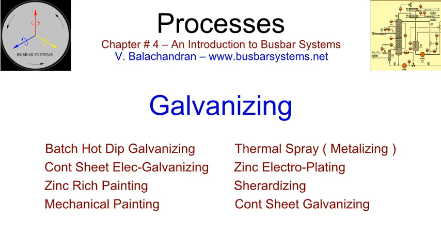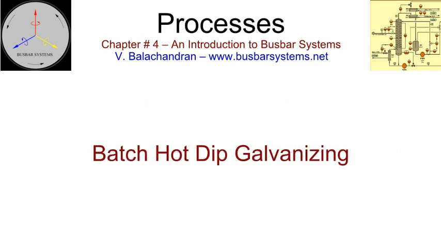Various methods of galvanizing are batch hot dip galvanizing, thermal spray metallizing, continuous sheet electrogalvanizing, zinc electroplating, zinc-rich painting, sherardizing, mechanical plating, and continuous sheet galvanizing. Depending upon the geometry and quantity, hot dip galvanizing can be accomplished either in the batch process or the continuous process. Hot dip galvanizing is a very popular method of providing a protective coating to the heavy, structural steel of a thickness of 6 mm, quarter inch and above.